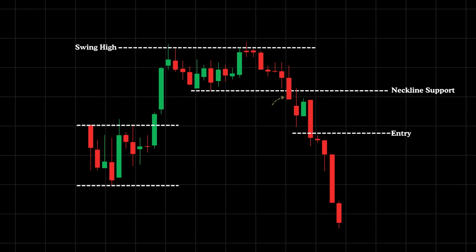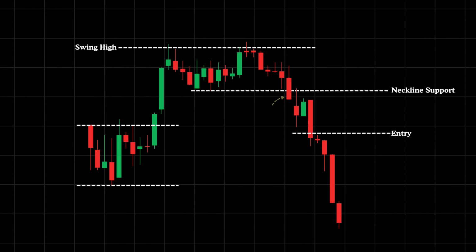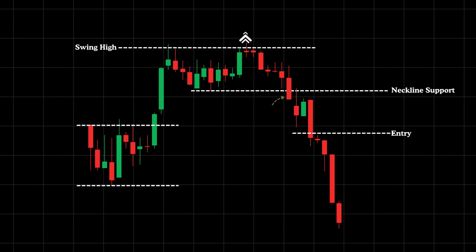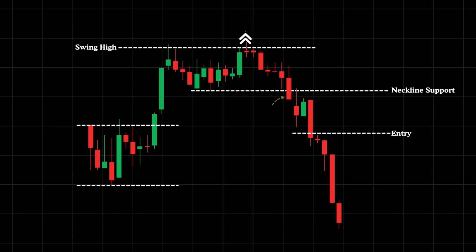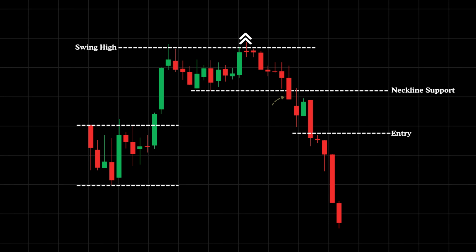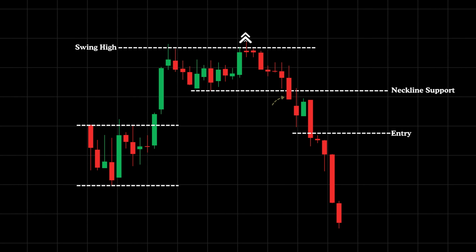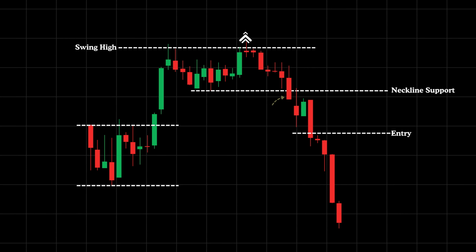The double top is an example of trap trading because it gives retail traders the illusion that the market will break past the previous swing high. This leads many new traders, encouraged by the prior strong bullish move, to go long without waiting for breakout confirmation.